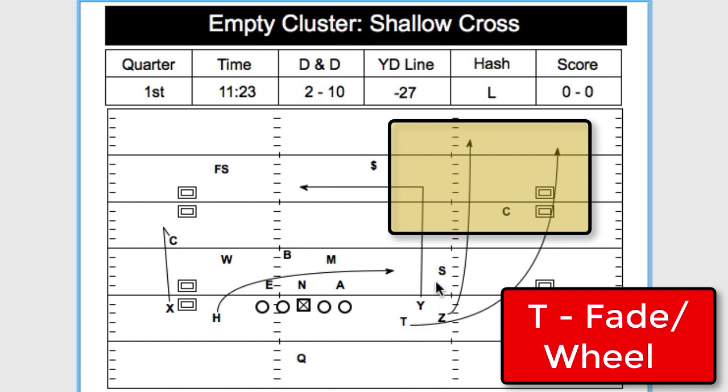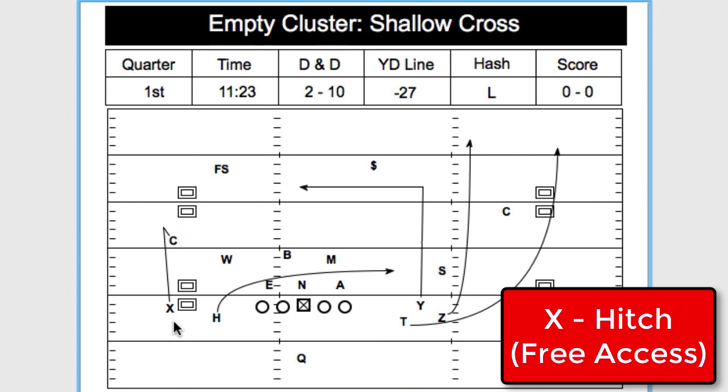And he's really just running a fade wheel here. Again, pulling the defense vertically and horizontally. On the outside receiver at X here, you're going to have him run a hitch. And for the most part, that is just a free access hitch. If it's there right away, you can take it, but the corner better be playing pretty far off.